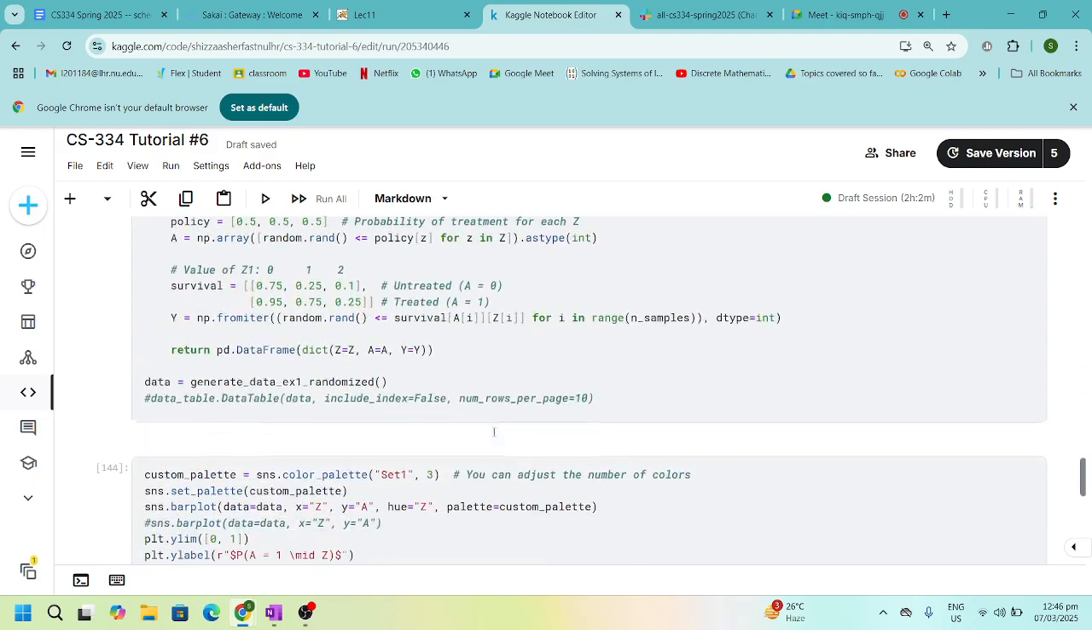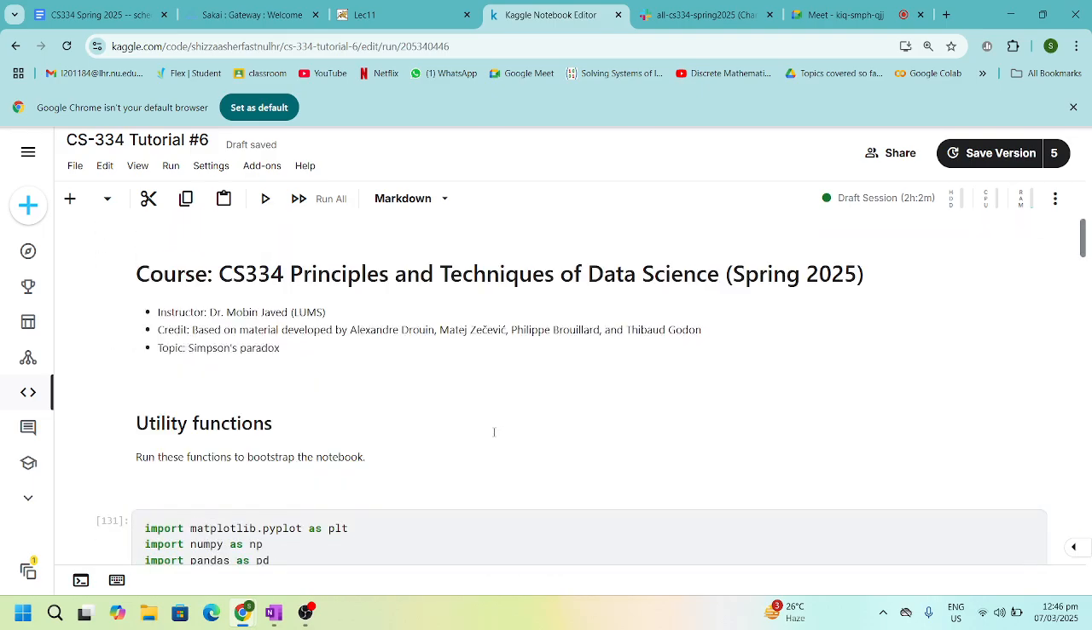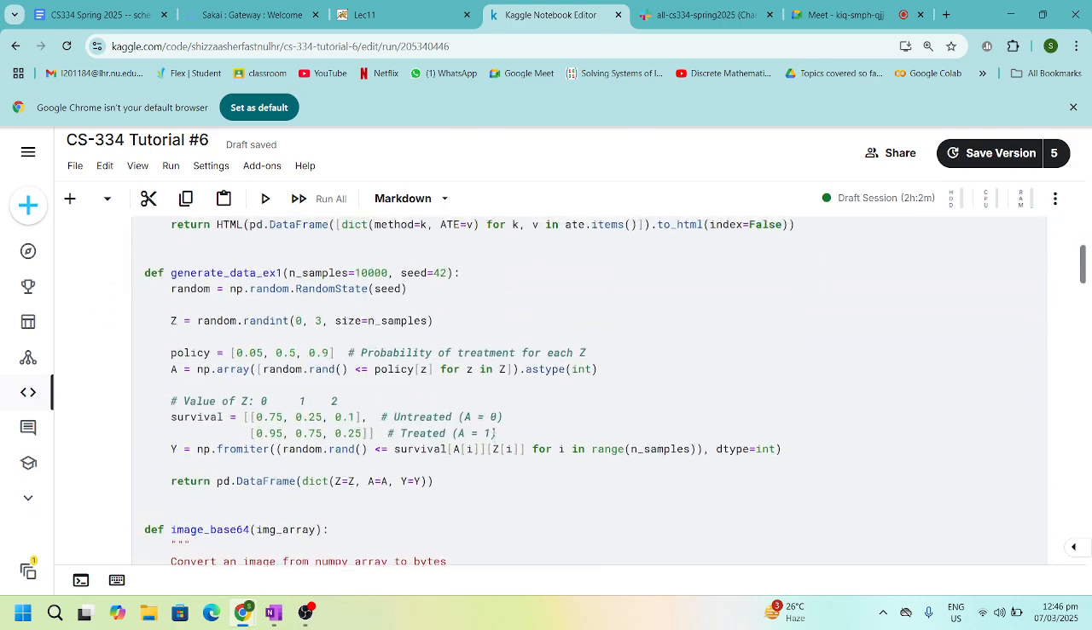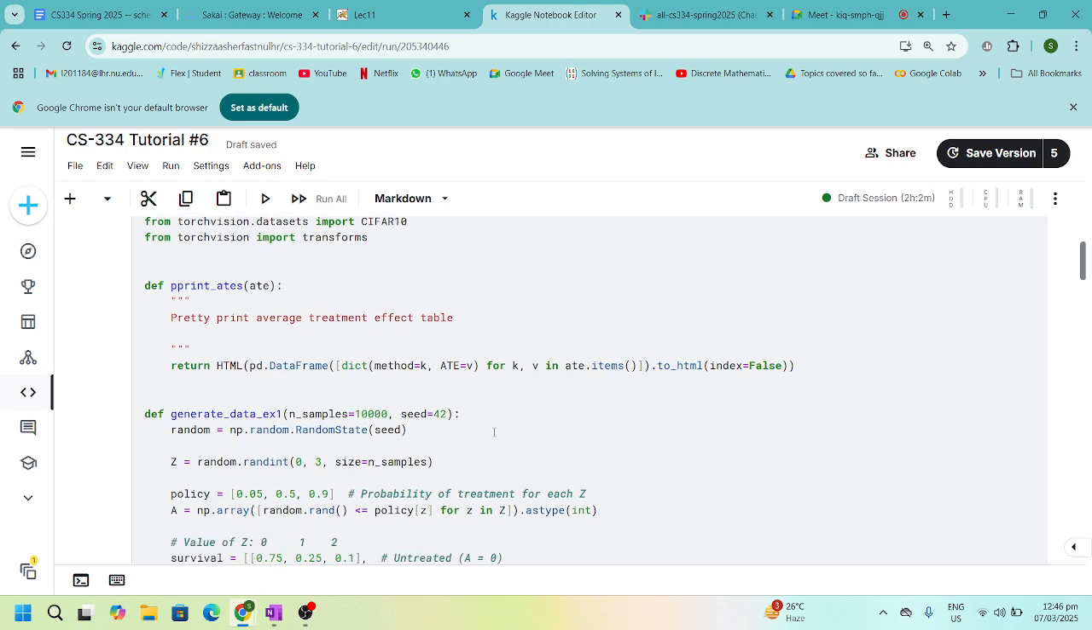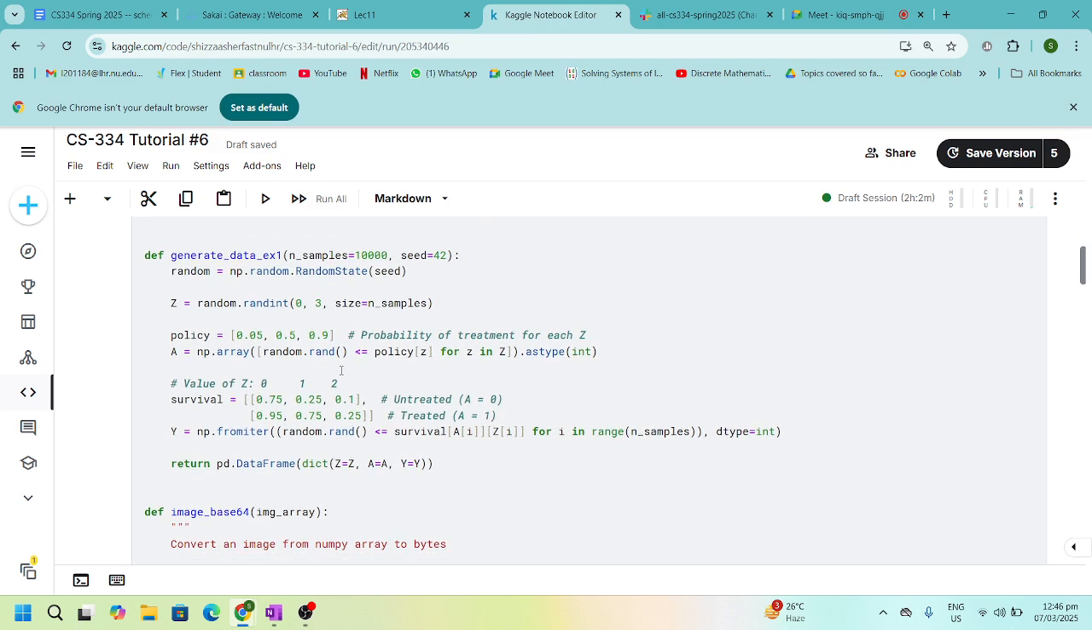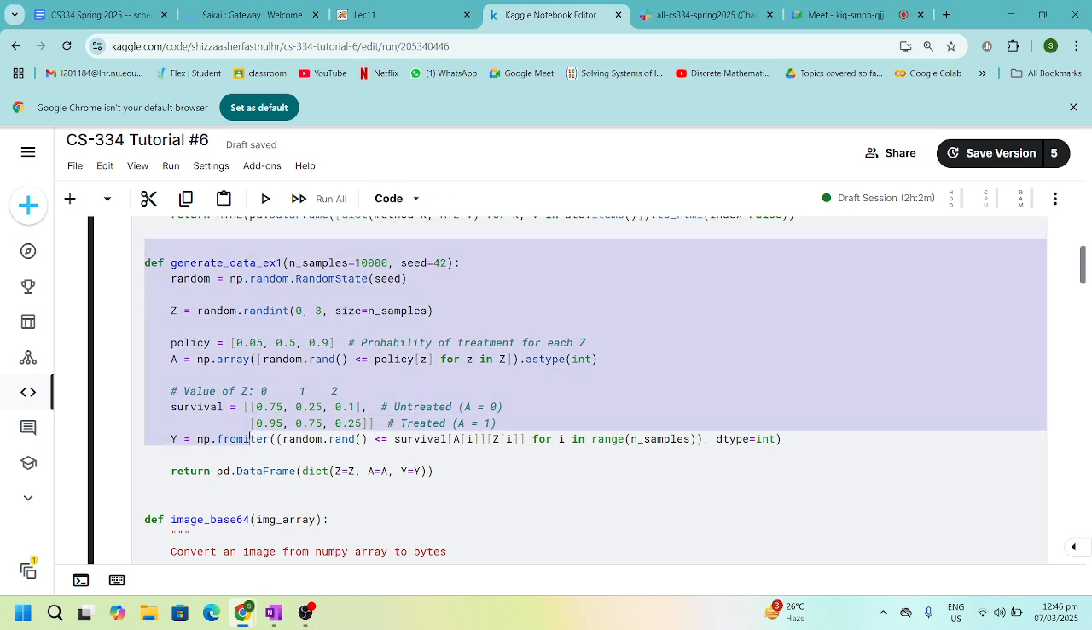And now I am going to take you back to the data generating process, which I said we would circle back to. There are lots of functions here that you can go through on your own later. Essentially, this is the function that I am concerned with, generate data. Let's see what's happening over here. Z is a random integer between 0 and 3, which means that Z can either be 0, 1, or 2. And we already know that 0, 1, and 2 correspond to mild, strong, and severe symptoms.